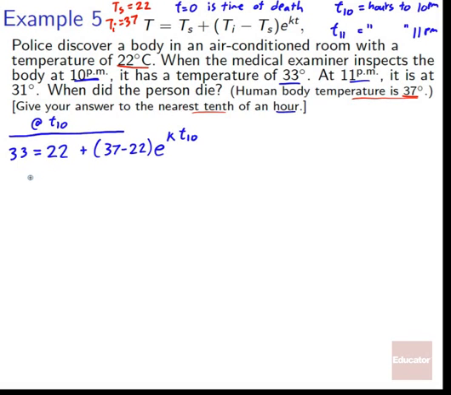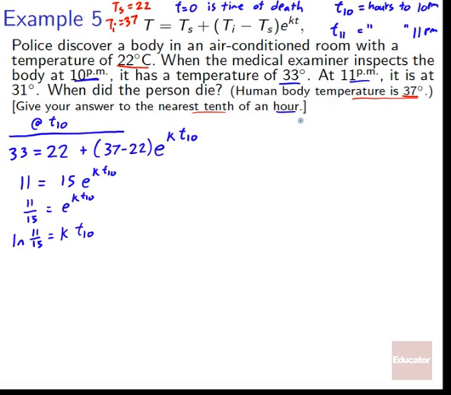Okay, subtract by 22 on both sides, we get 11 equals 37 minus 22 is 15, e to the k T10. So we divide by that, we've got 11 over 15 equals e to the k T10. Finally, we take the natural log of both sides, and we've got natural log of 11 over 15 equals k T10. Now at this point, we go, shoot. There's two unknowns, and this is only one equation. Well, we're going to have to bring a little bit more information to the table.